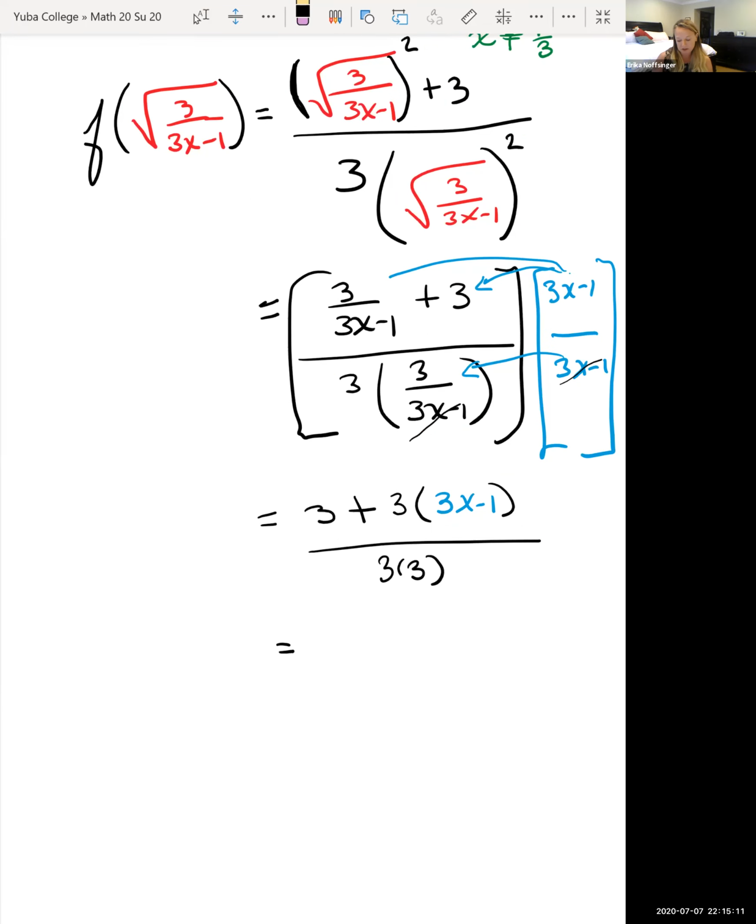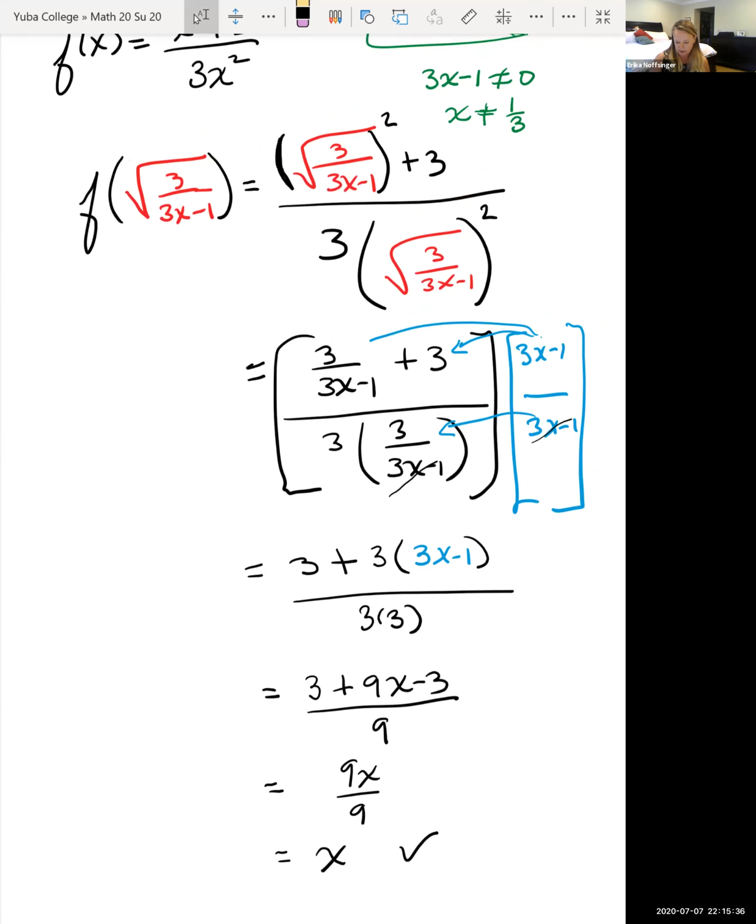So let's distribute, let's simplify. So we have 3 plus, distributing our 3 in the numerator, we have 9x minus 3, all over 3 times 3, which is 9. 3's cancel in our numerator, so we're left with 9x over 9, which now we can simplify, which gives us x. Showing that what we truly did get for f inverse of x was correct.